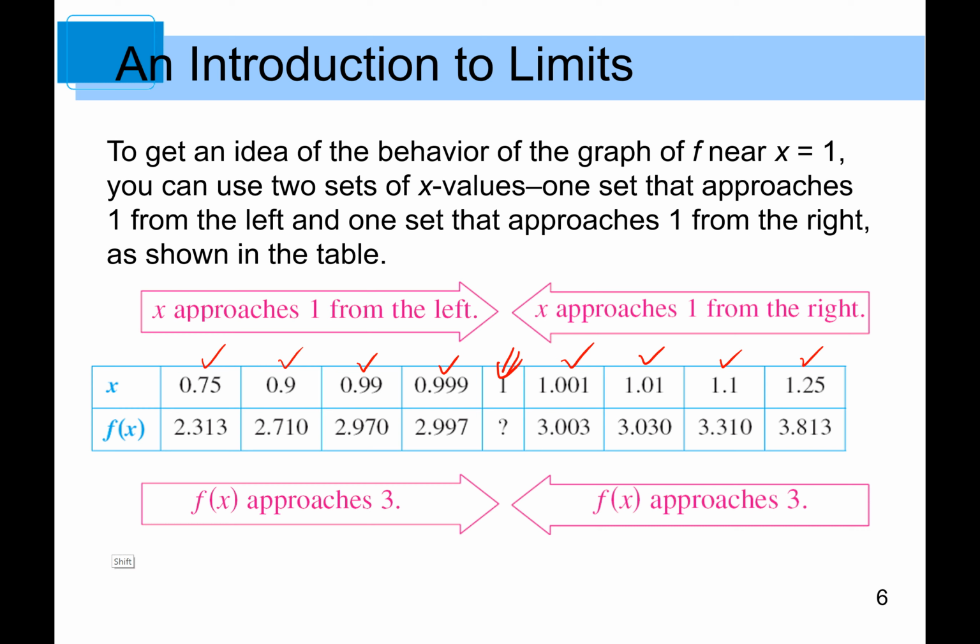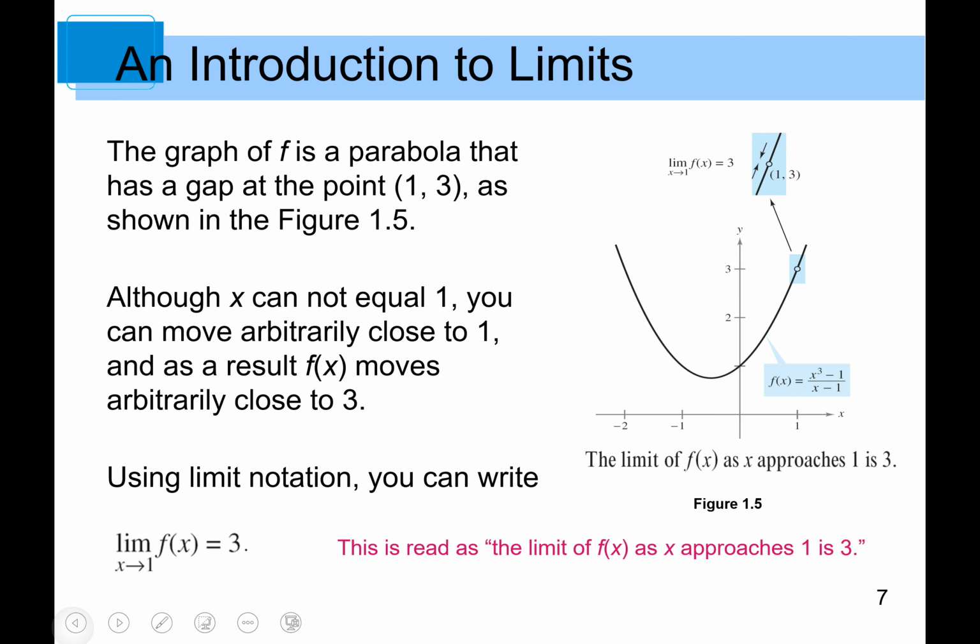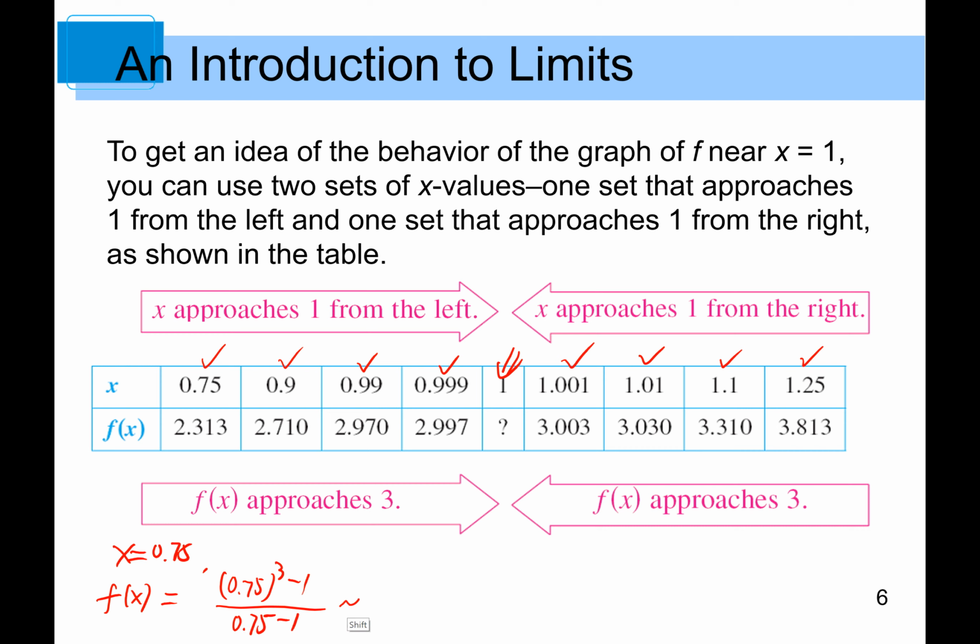So for x equals 0.75, f of x is going to be equal to 0.75 cubed minus 1 over 0.75 minus 1. And if you perform the operation, it turns out to be approximately 2.313. That's how we get all these y values, by replacing the x value with the corresponding x values we selected.